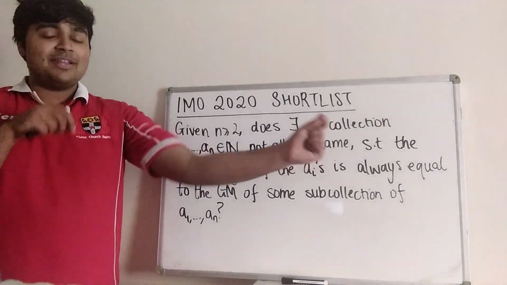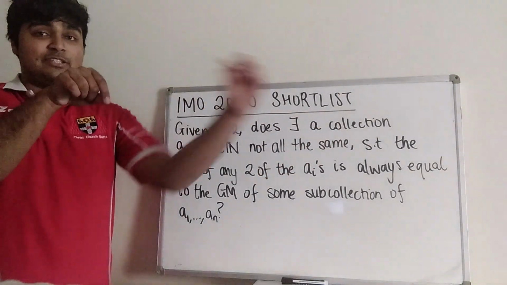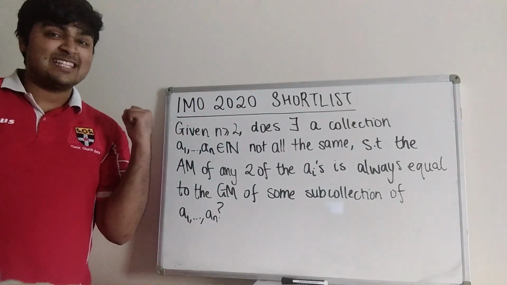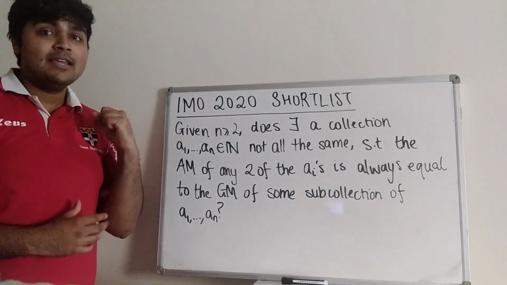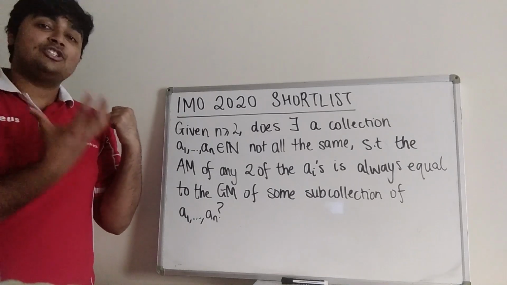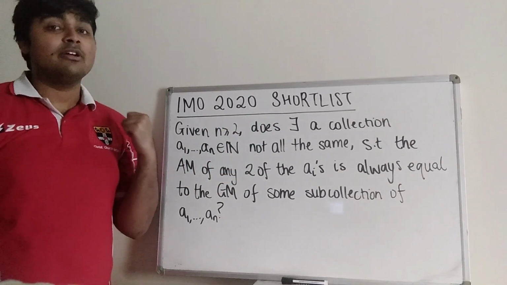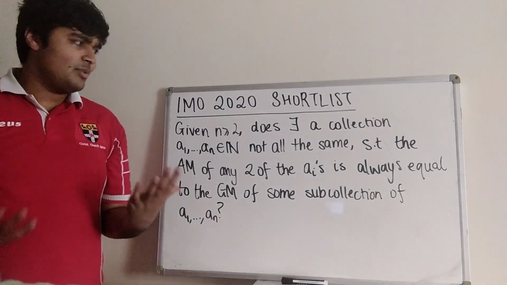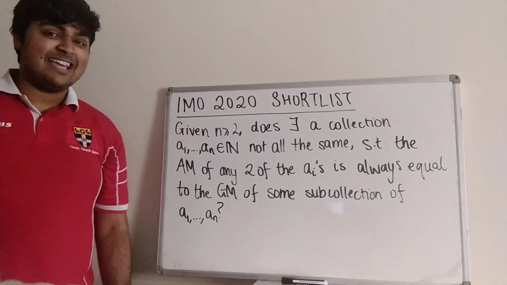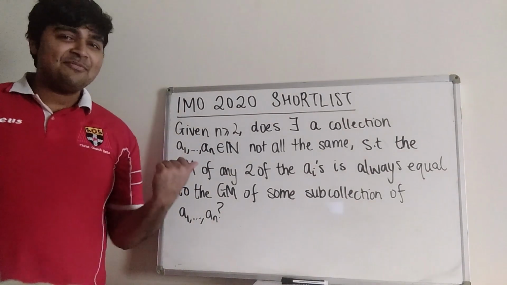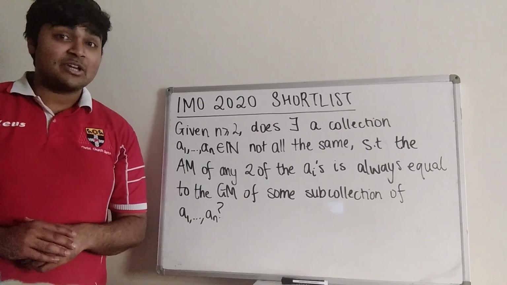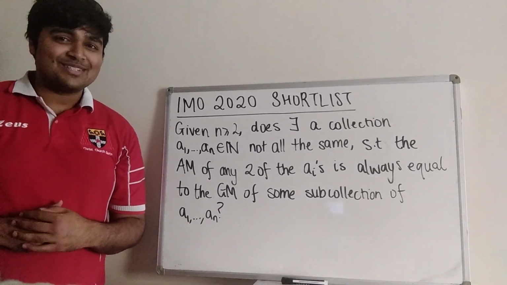So I write them down, a1 up to an, such that whenever I take any two of these, compute their arithmetic mean, let's call it b, it just so happens that b is the geometric mean of some subcollection of all the ai's. So we want to know, does such a collection of a1 up to an exist? If you want to have a go at this problem, pause the video now and give it a go for yourself, and I'm going to jump straight into a solution.